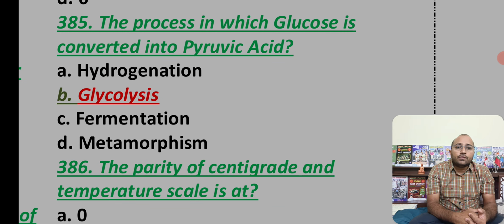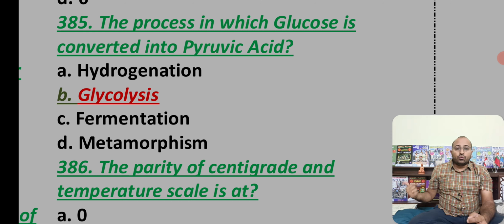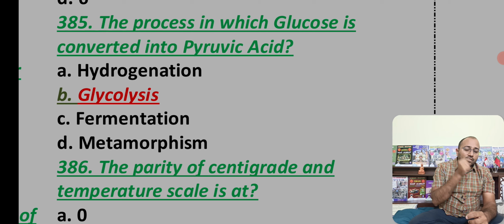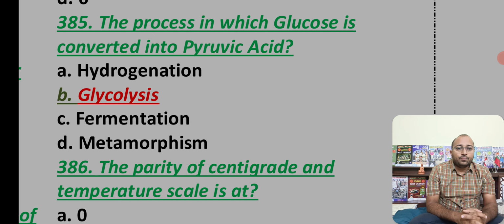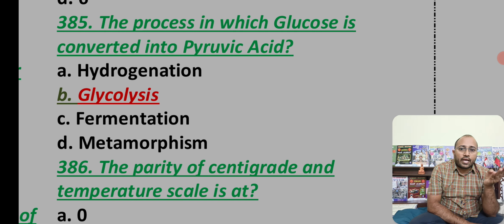The process in which glucose is converted into pyruvic acid. That is the reason I told you to take an all-in-one book. In that, the pH value of human saliva, or tears, and everything you have in that, you should better prepare. So the process of converting glucose into pyruvic acid is known as glycolysis.